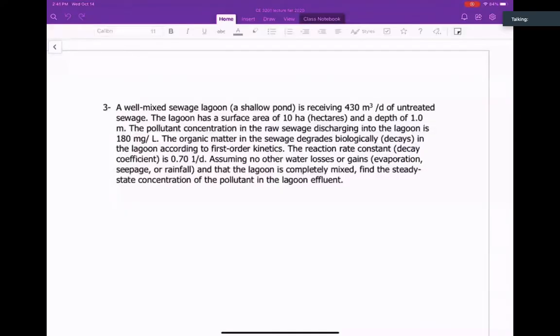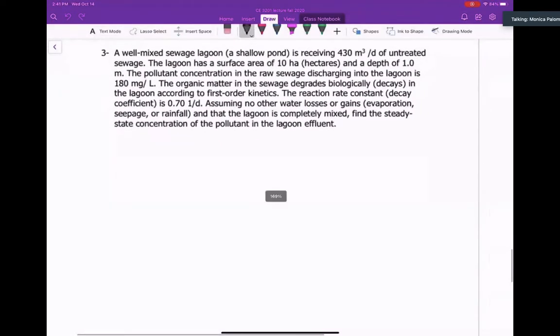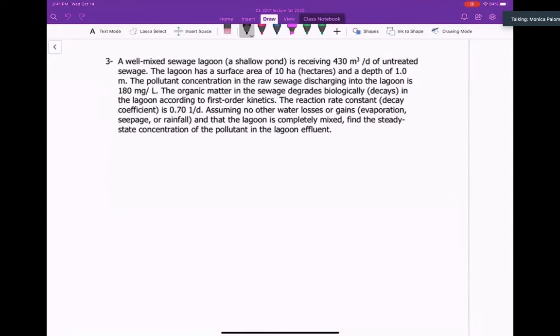So I'm going to be sharing my iPad now. And in here we have this problem. We're going to try to work all together on the problem. We have a well-mixed lagoon, a sewage lagoon, and it's a shallow pond. That's the definition of a lagoon, if you don't know what a lagoon is. It's receiving 430 cubic meters per day of untreated sewage. The lagoon has a surface area of 10 hectares and a depth of 1 meter.